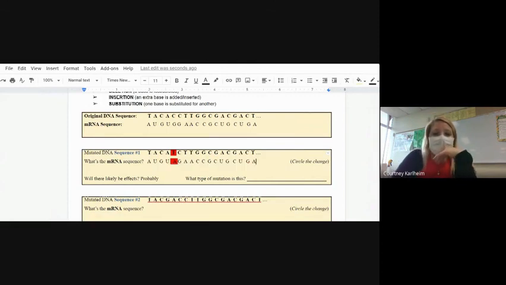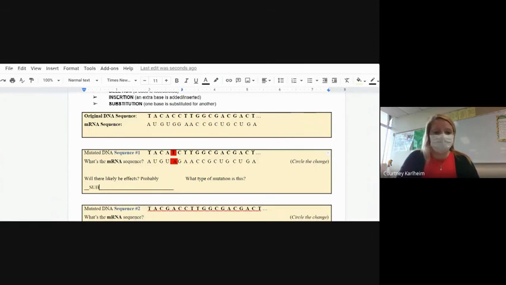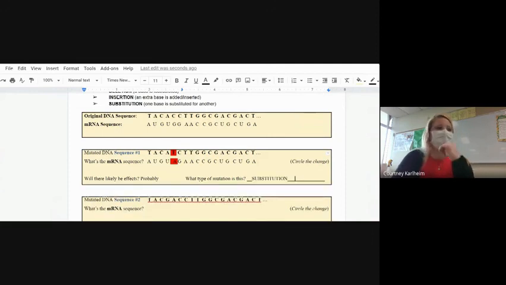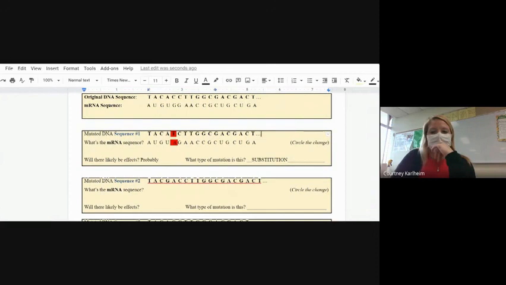So then compare the rest, this part to the top. And it all looks the same. It didn't get longer, so it wasn't an insertion because there's not an extra letter. So it's just a substitution where one base was substituted for another one. So you just write substitution. So that is what you do for part 1.